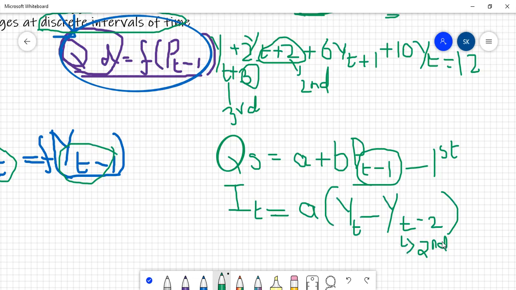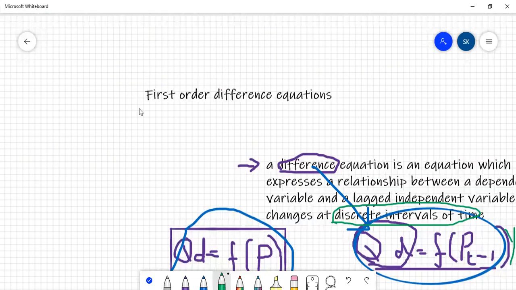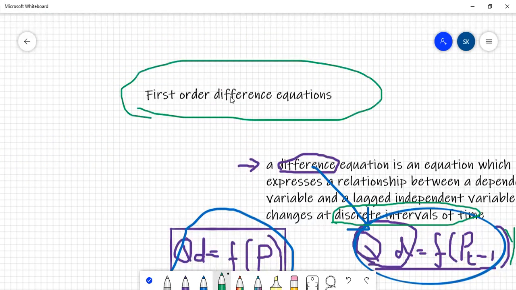Now, this is the introductory concept of first order difference equations. Now we will move on towards our topic, which is termed first order linear difference equation, and we will solve that and study it. This is the first order difference equation in general. Now we will study the first order linear difference equation. What is a first order linear difference equation?